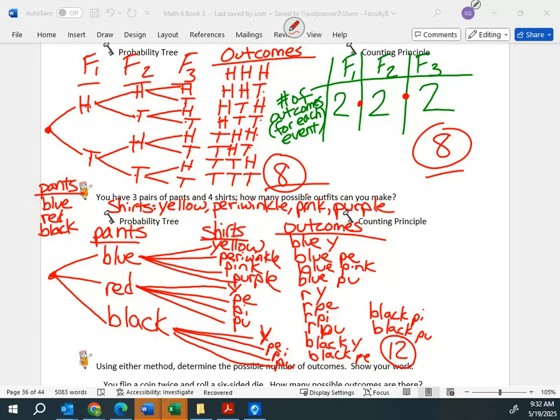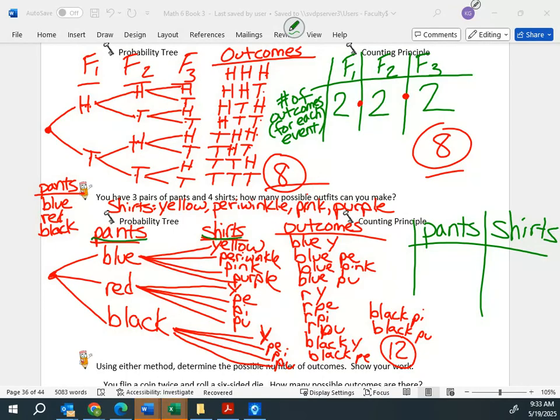So let's look at our outfit choices. How would I set up my counting principle for my outfit choices? What are my events? What do you think the events are? Oh, only a couple of us know. What would the events be? Sophie? Pants and shirts. Right? Those are the things that we are making choices on. Our pants and our shirts.